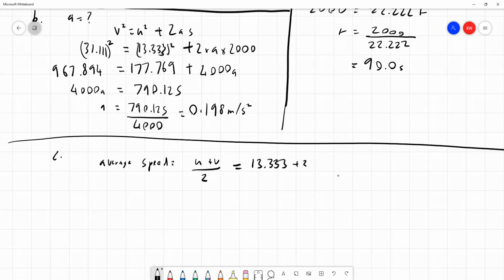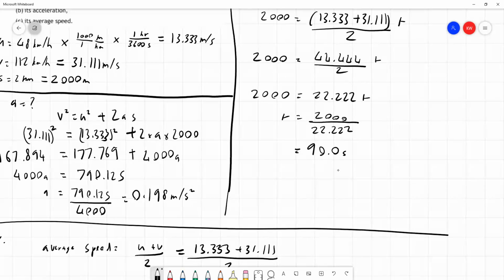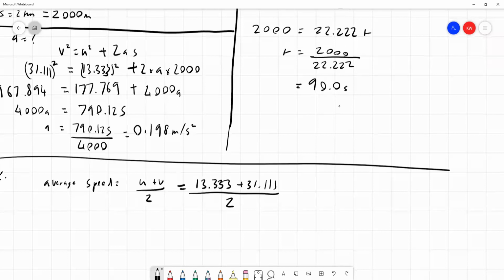So average speed is equal to u plus v divided by 2, which is 13.333 plus 31.111 divided by 2. And we actually worked this out already. We go back up here, we saw that was going to be 44.444, and we divided that by 2. It was going to be 22.222 meters per second. And I'd give the answer maybe to 1 decimal place in a final answer.